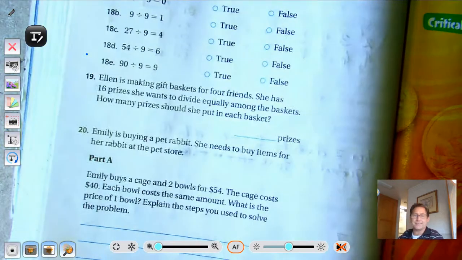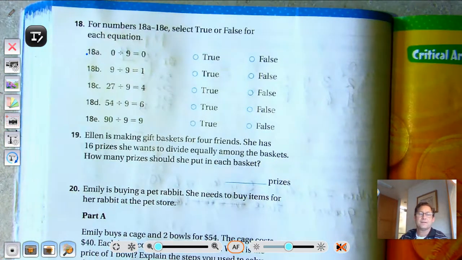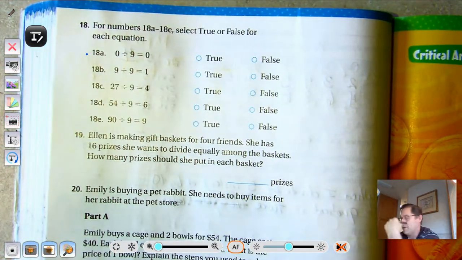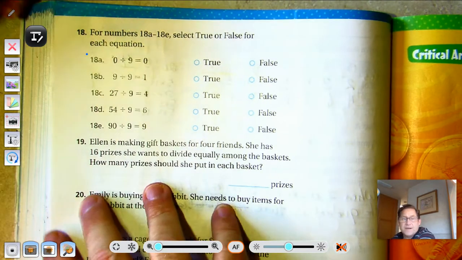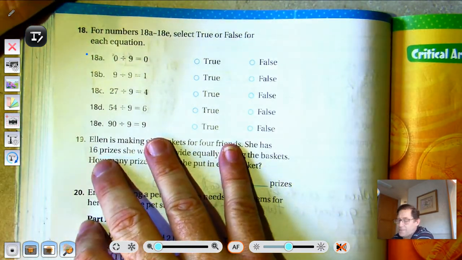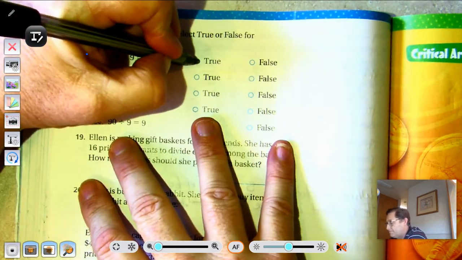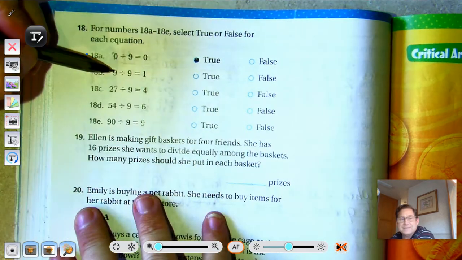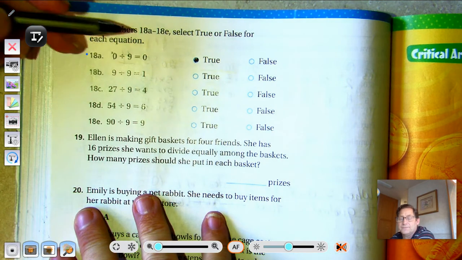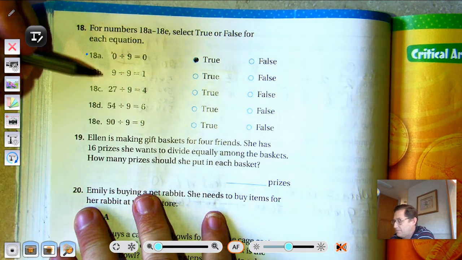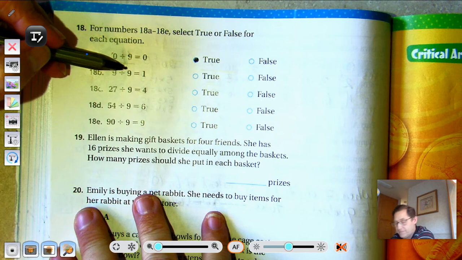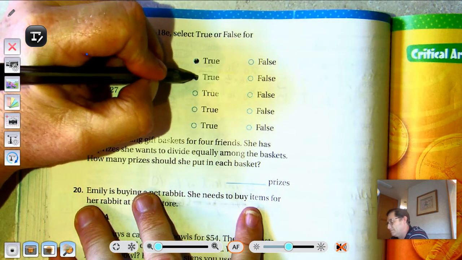Page 316, number 18. Select true or false for each equation. Is 0 divided by 9 0? Yeah, any 0 divided by any number is 0. Is 9 divided by 9 1? Any number divided by itself is 1, so that's true.